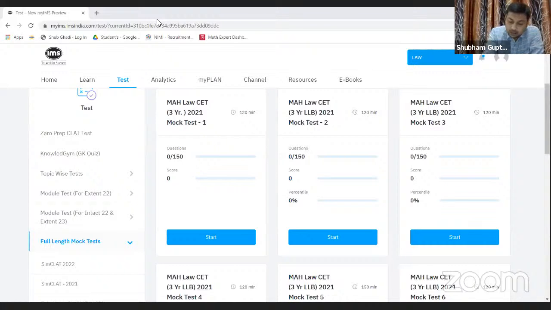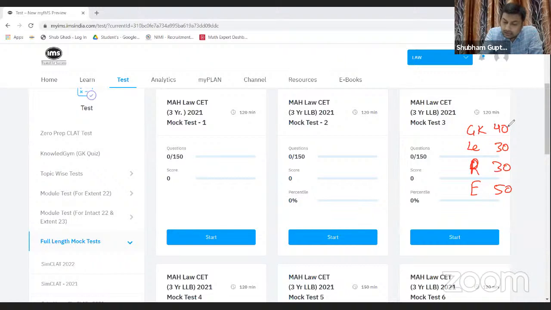I'll give you a brief 5-minute introduction on how I'll go about the paper, and then we'll start the paper. What I understood was we have 4 sections. One is GK, which has 40 questions. Then we have legal, which has 30. Then we have reasoning, which has 30, as well as English, which has 50. And the overall is 150. Correct? So I was trying to analyze how I can utilize my time within 2 hours in the best possible way.